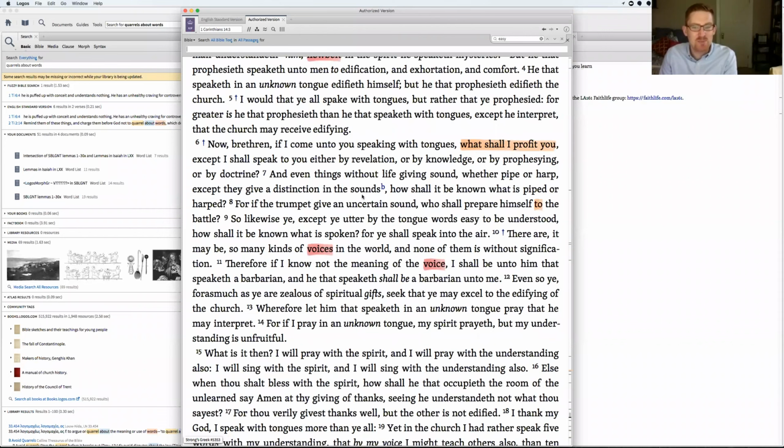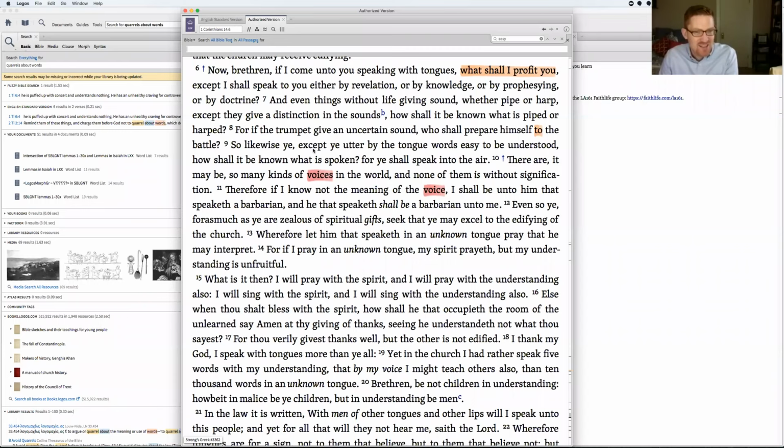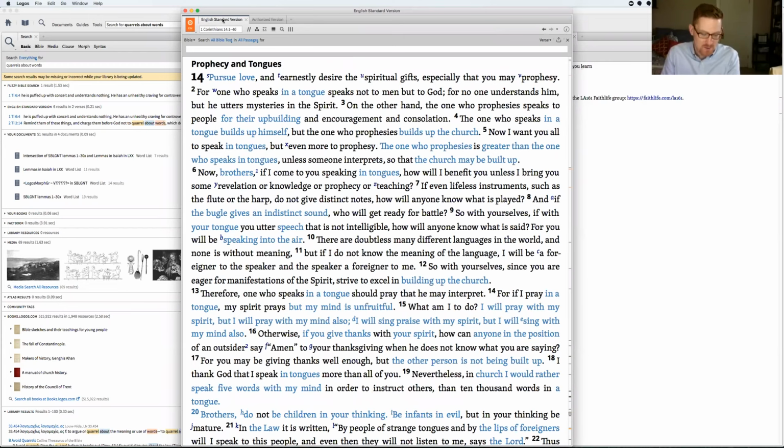I love the way the King James puts this, and I think it is so ironic. Likewise ye, except ye utter by the tongue words easy to be understood, how shall it be known what is spoken? That principle right there ought to apply to your use of Bible translations in preaching. There are parts of the Bible that are never going to be easy to be understood, but there are parts of the Bible that we make much more difficult when we choose a translation to use in public ministry that is unnecessarily difficult. Why would we be putting more obstacles in the way of people's understanding of the Bible? Honestly, it blows my mind.